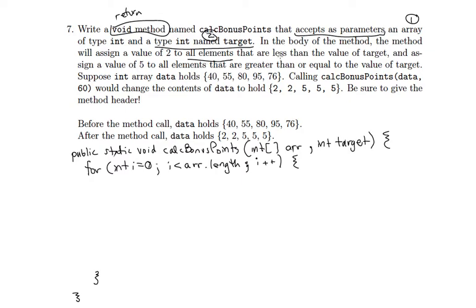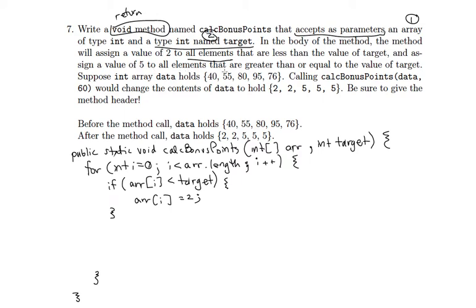Now it looks like less than the value of target. Okay, so I'm testing each one against target to see if it's less. The only way I can test is using if, so I'm going to say my current one, if array sub I is less than target, what do I do to it? Make it 2. Then array sub I equals 2. Now what happens?